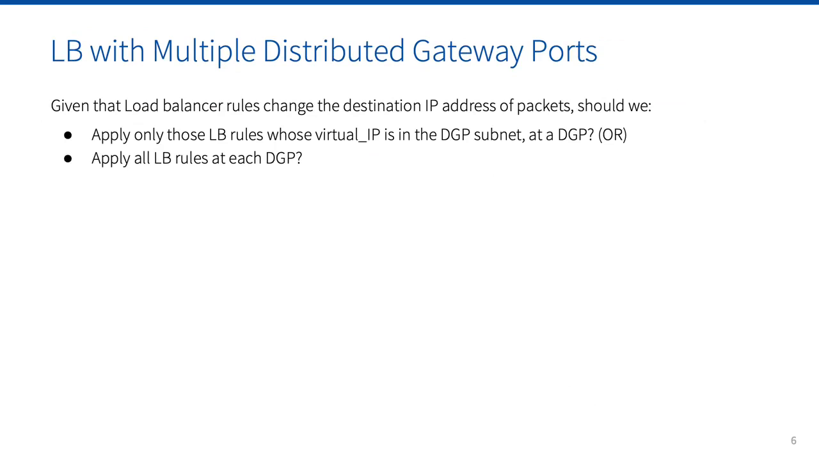As seen in the previous slide, for NAT rules, specifically SNAT, we need to bind a subset of the rules at each DGP for correctness. But for load balancer rules, where we change the destination IP address from virtual IP to a private endpoint IP, we have a choice to either bind rules whose virtual IP is in the same subnet as the DGP to a DGP, or bind all load balancer rules to each distributed gateway port.